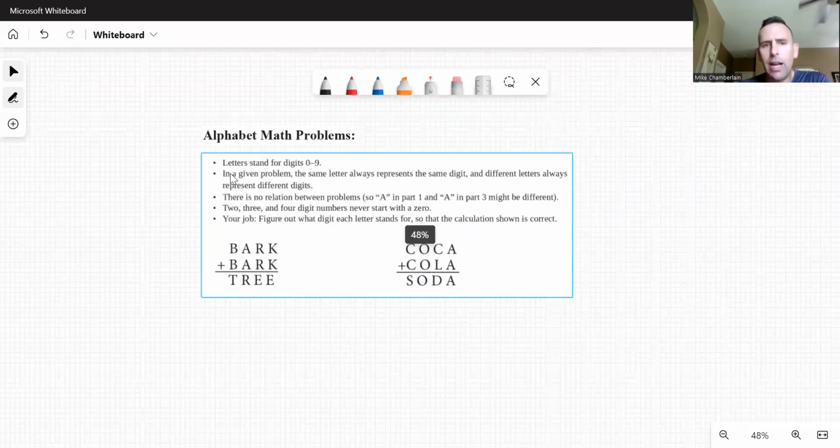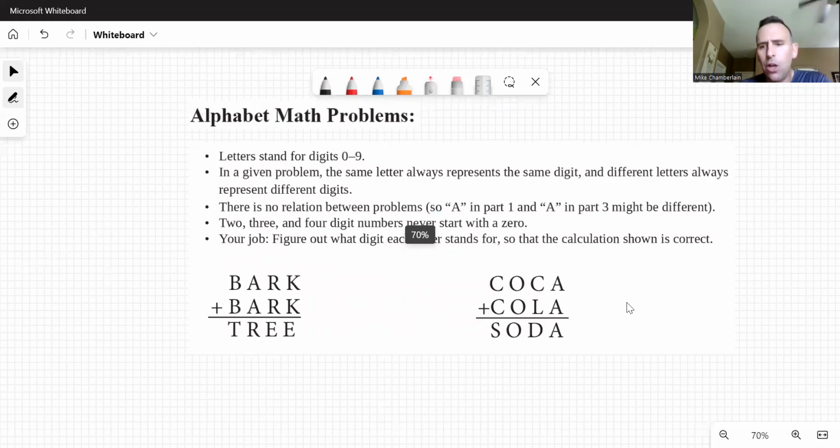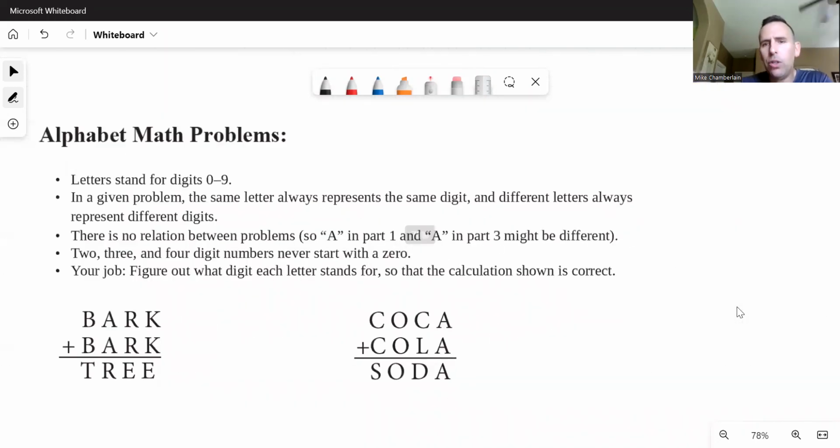I want to also take a look at alphabet math problems, which are a different whole number type riddle. And we're going to do a few of these for homework as well. So let's take a look at the directions. Each letter in these stands for a digit 0 to 9. All right. So if you see bark plus bark equals tree, each one of those letters is an individual digit.